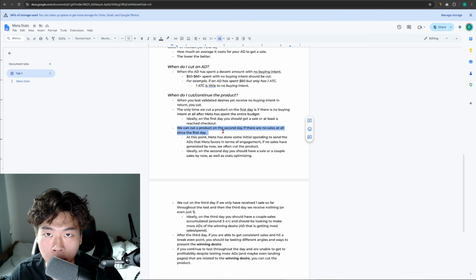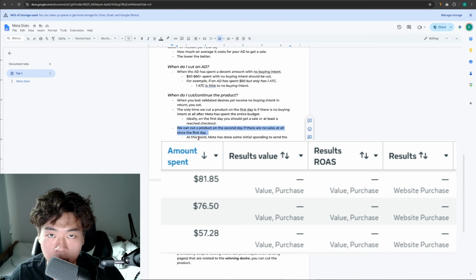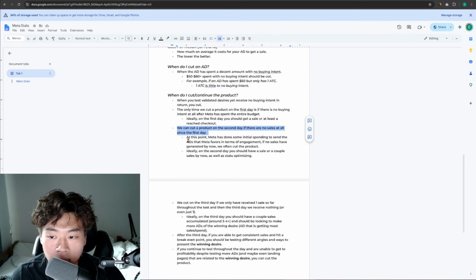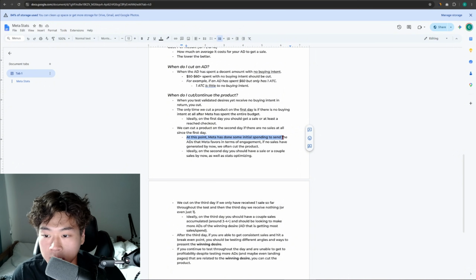We can then cut that product on the second day if there tends to be no sales at all, even after the first day. Because what I would like to think in this situation is that the first day has gained data to the point where it should have a better second day in terms of actually getting some sales. However, if that doesn't seem to be the case and there are no sales on the second day, then I'm cutting the product. At this point, Meta has done some initial spending to send the ads to people that Meta favors in terms of engagement. It has learned a little bit. So if there are no sales, we often cut the product.